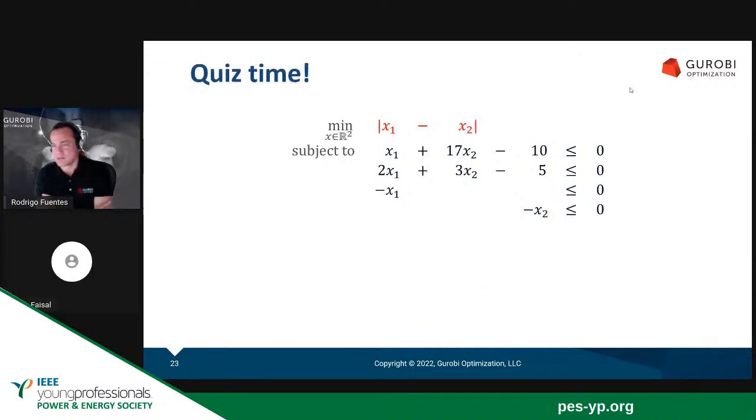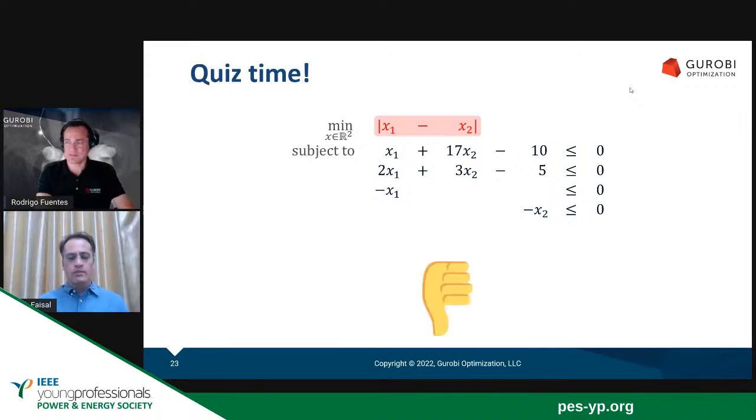What about this? If we're trying to minimize the absolute value of the difference between two variables. Although x1 minus x2 is a linear function, the absolute value is not a linear function. Therefore, this problem is not a linear programming problem.